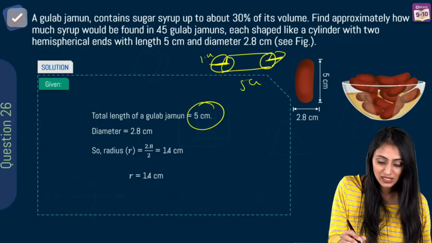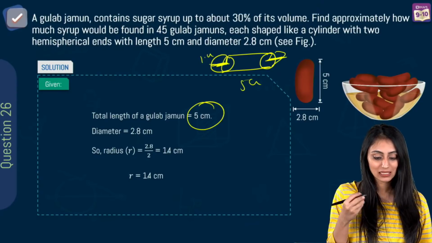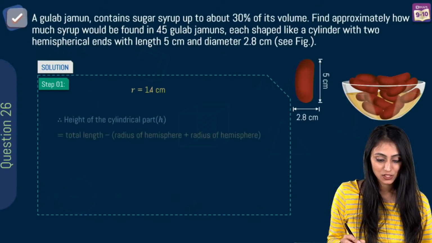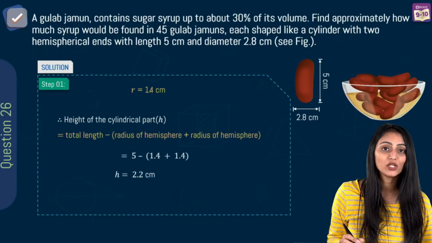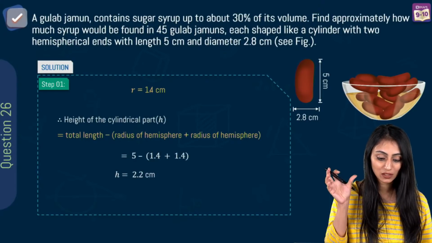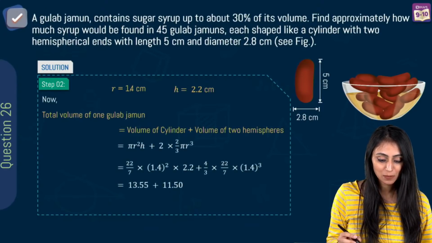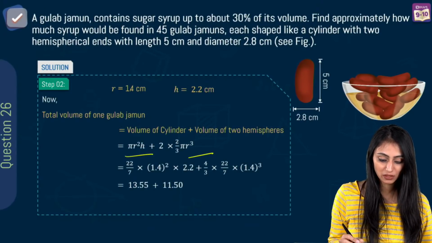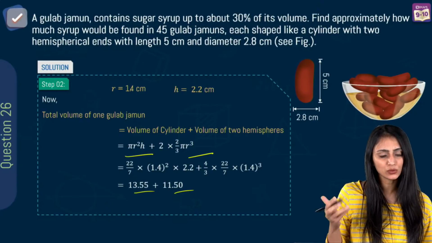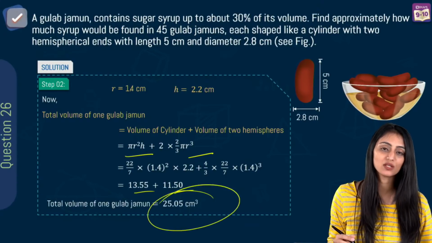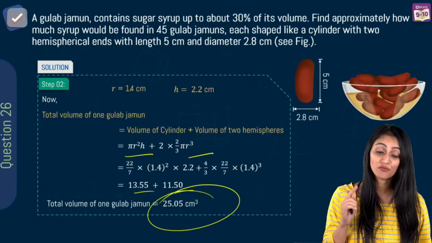So from the entire 5 centimeter, this length and this length will be subtracted. Yes. So it's going to be 2.2 centimeter, the remaining length for the cylindrical part, the height of the cylindrical part. So total volume is simply you put the formulas here, put all the values, right? Find it up to 2-3 decimal places, you get 25.05 centimeter cube.